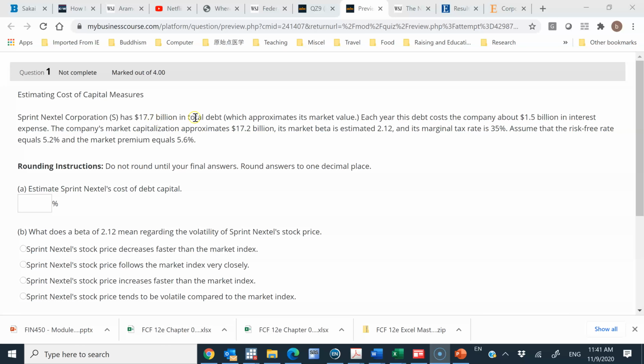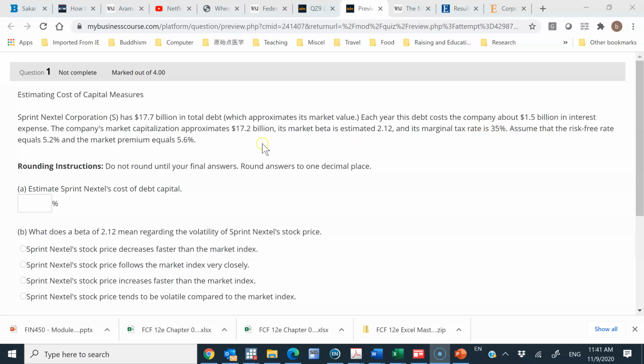With these two numbers, we can calculate the pre-tax cost of debt, which is simply the interest expense divided by the total amount of debt. But as we talk about in this module, what matters for the cost of debt is the after-tax cost of debt, because by borrowing and by paying the interest expense, the company can actually save taxes.